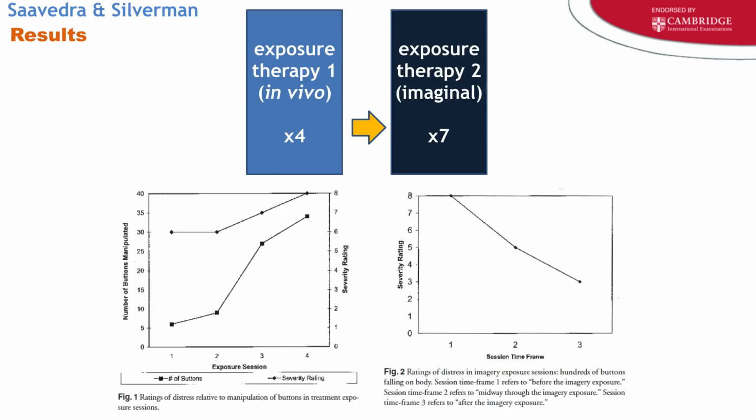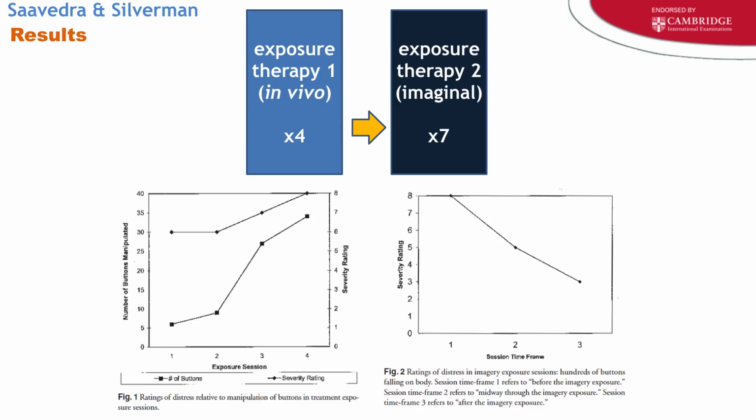The article also provides us some graphs to show us how the stress increased after the in vivo and decreased after the exposure therapy. So there seems to be some evidence that the first try did not work, while the second try did work. But let me make these results easier.